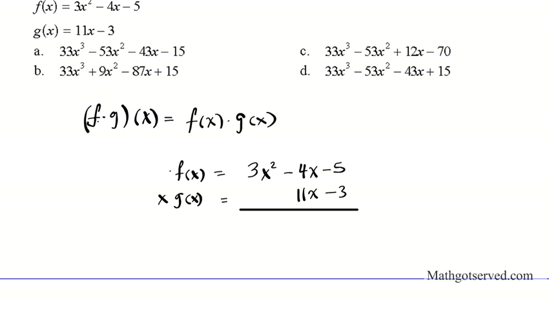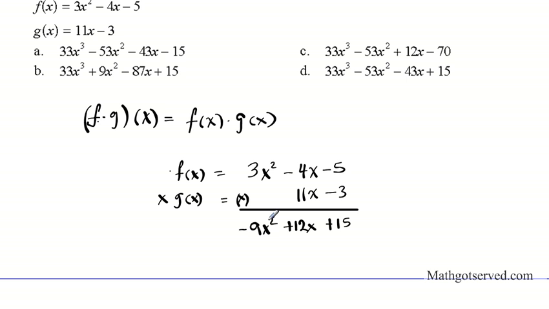So I'm going to multiply as we normally multiply digits. Negative 3 I'll multiply by everything and line it up here, and then 11x I'll multiply by everything and line it up down here. Minus 3 times minus 5 is positive 15. Negative 3 times negative 4x is positive 12x. Negative 3 times 3x squared is negative 9x squared.